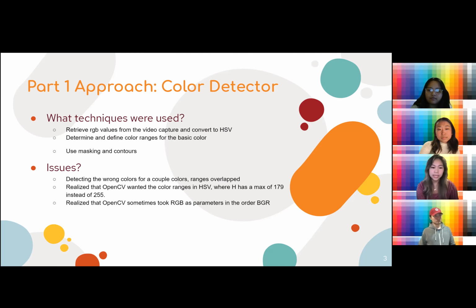Another issue was that OpenCV wanted the color ranges in HSV, and we didn't realize that H actually has a max of 179 versus S and V having the max be 255, as well as it sometimes took the RGB as parameters in the order of BGR, which tripped us up. But now we'll go through a demo.